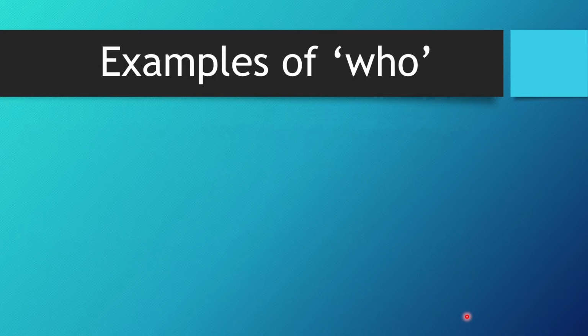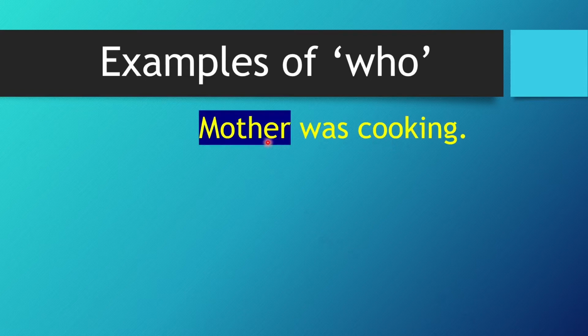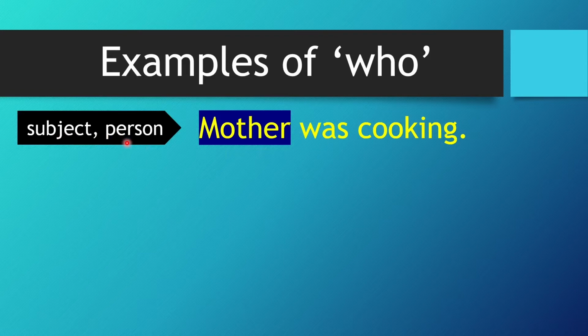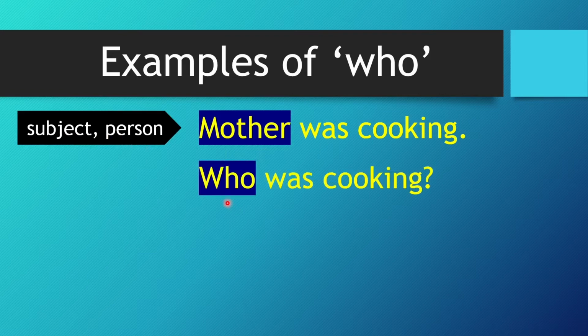Let me give you another example. Mother was cooking. Who? Mother. Mother was cooking. So here, mother is the subject and mother is a person. So the WH question will be who was cooking? In place of mother, that means in place of the subject, we are using who. After that, the auxiliary verb. And the auxiliary verb was. So we are writing was. And cooking, main verb plus ing form is given. So it will be cooking. And at the end, there will be question mark given. So the sentence becomes who was cooking?